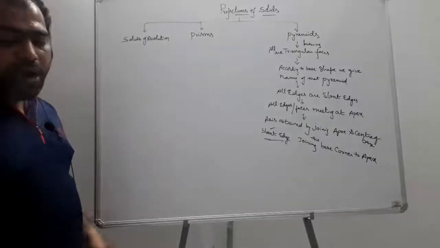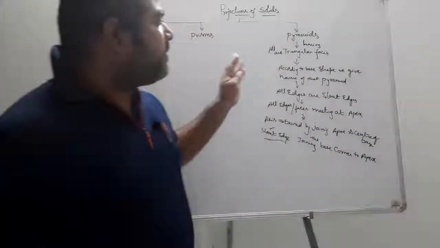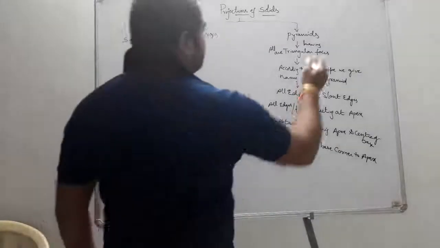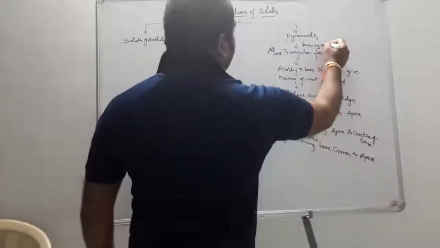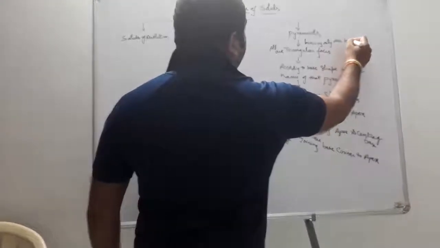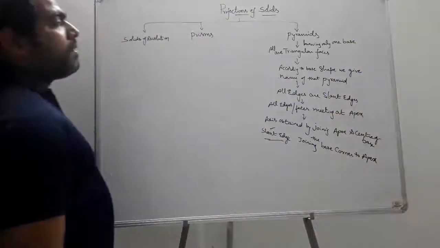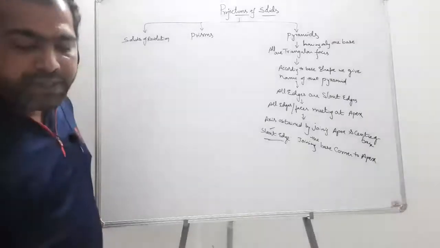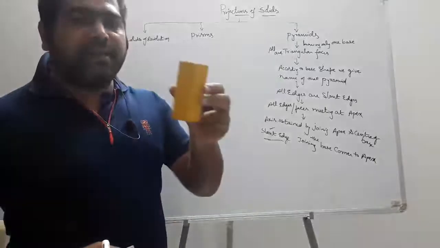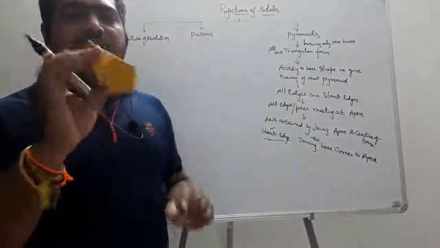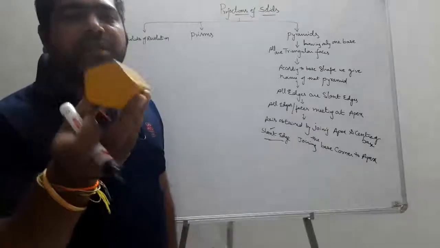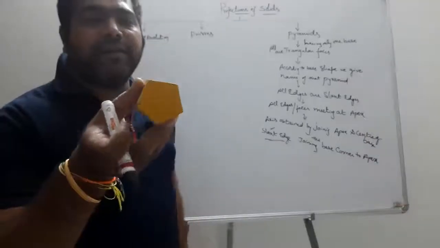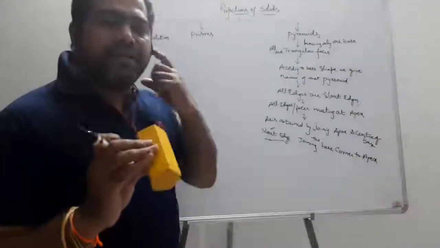Next one is prisms. How can we differentiate a prism from a pyramid? Pyramids have only one base. While coming to prisms, you are going to see two bases. Let us see. So this is a prism. How can we name this prism? This prism is a pentagonal prism. Why? The base shape is a pentagon, so we can say this is a pentagonal prism.